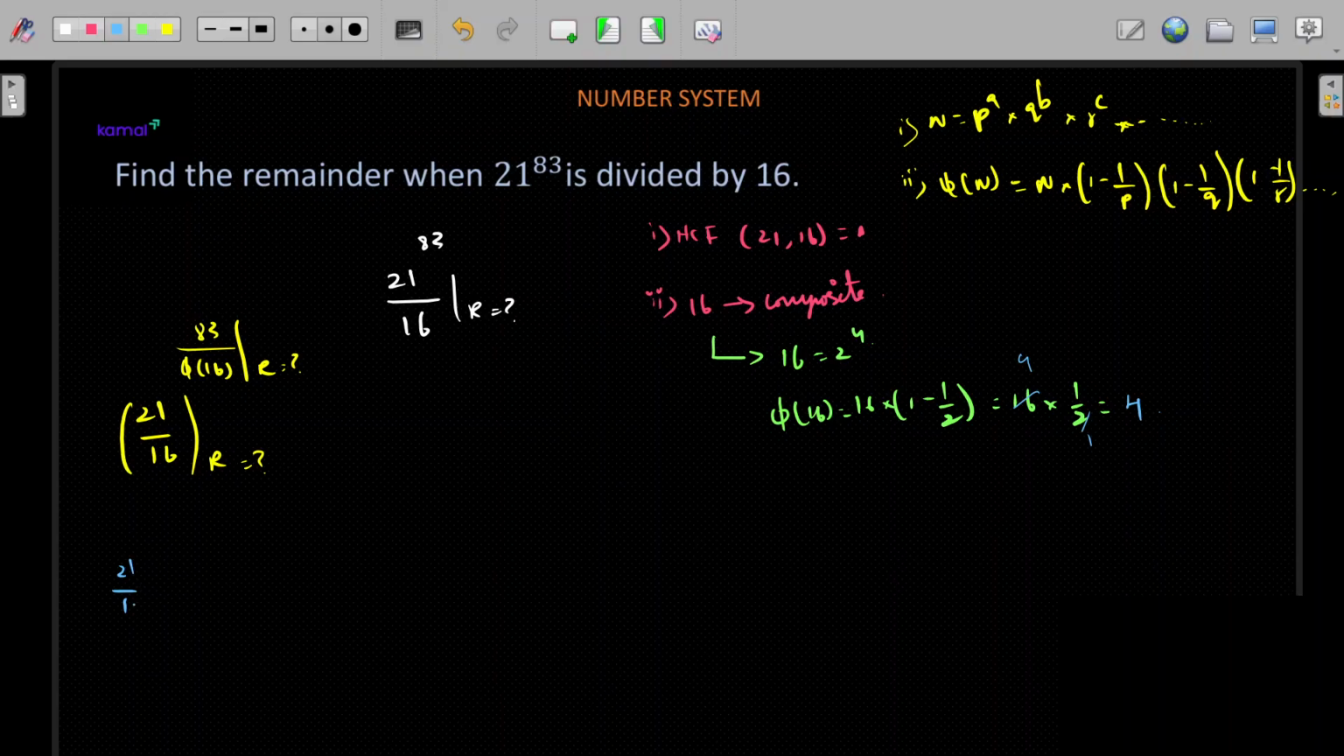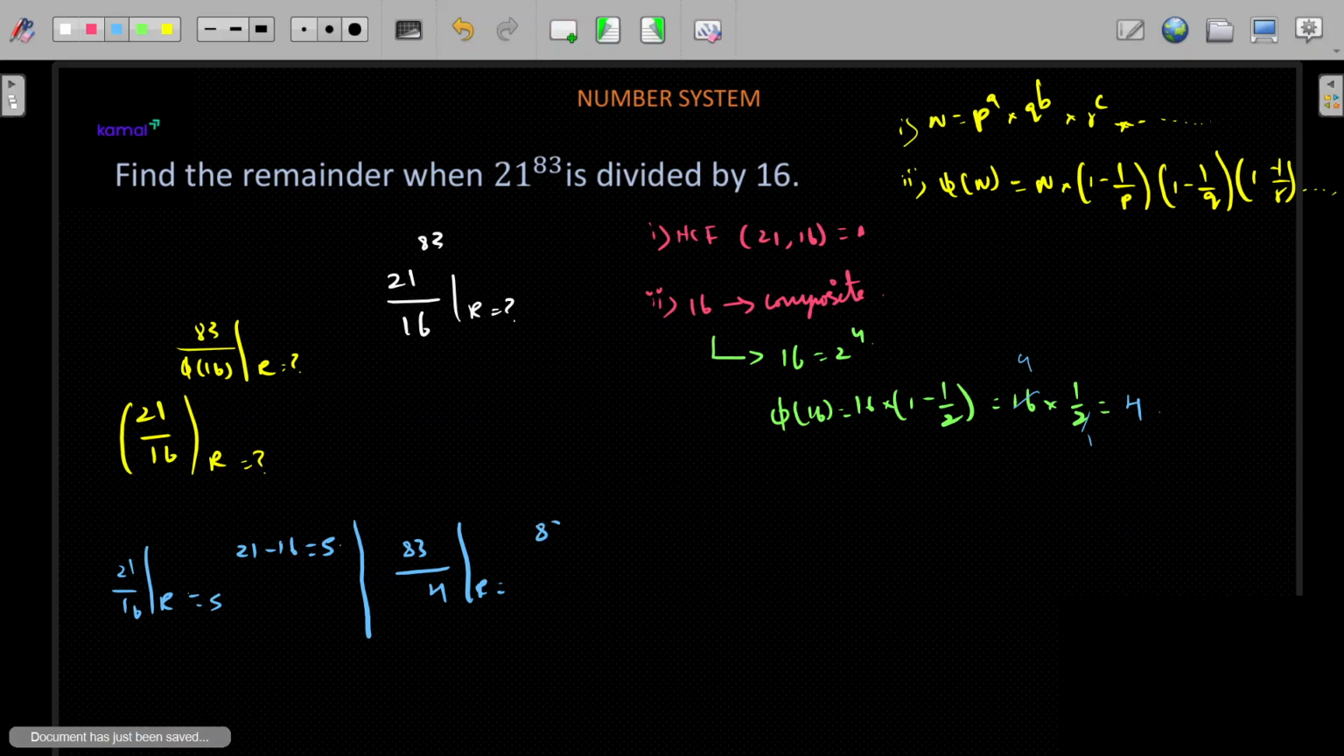So 21 by 16, what will be my remainder? The highest multiple of 16 which is less than 21 is 16. So 21 minus 16 is equal to 5. So my remainder will be 5, the first thing. And then now I'm going to find 83 divided by the Euler totient number of 16, which is equal to 4. What will be my remainder? The highest multiple of 4 which is less than 83 is 80. So 83 minus 80 is equal to 3. So my remainder is 3.